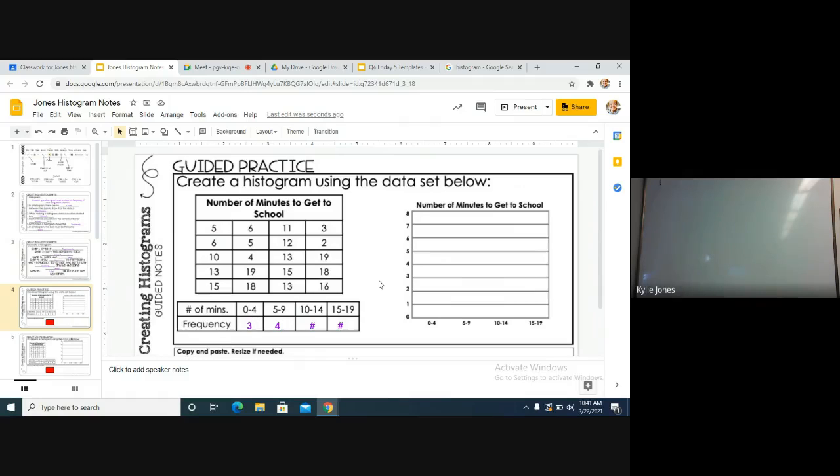The number 10 and 12. 10, 11, 12, 13, or 14. Can you count the same number twice? Yeah. If it happens twice, you count it twice. I got 6.